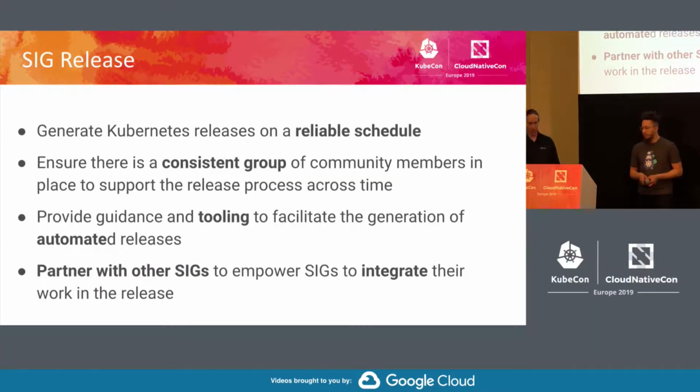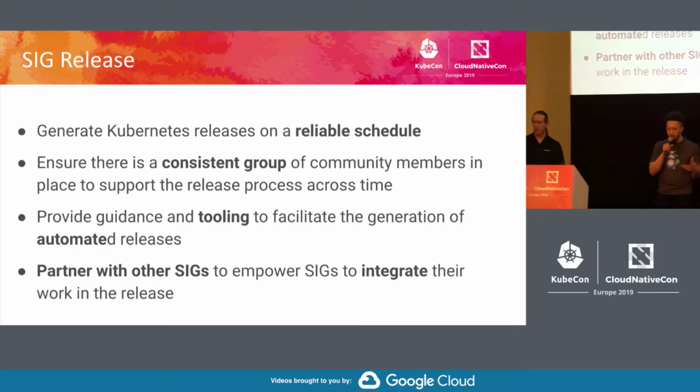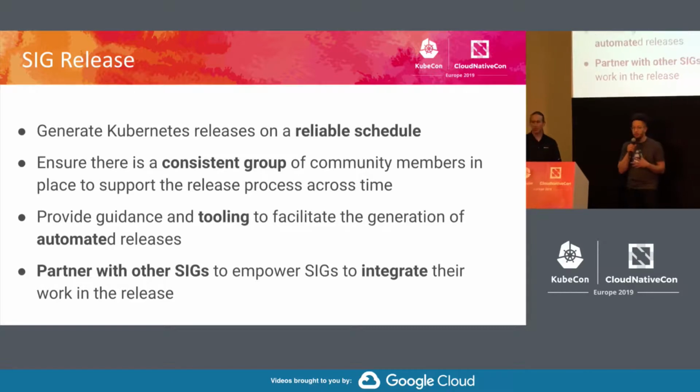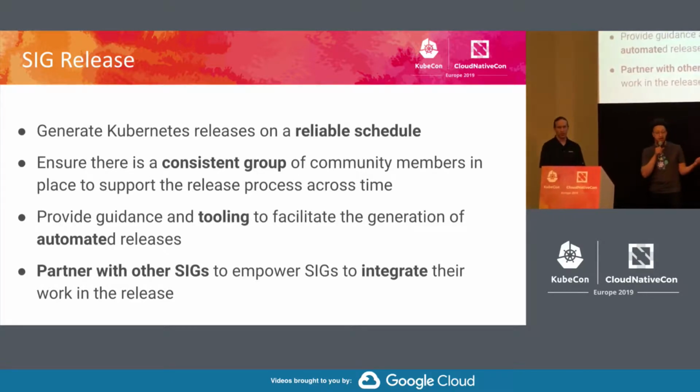But first off, what is SIG Release? Part of the whole plan around SIG Release is we want to be able to generate Kubernetes releases, right? That's the big thing. SIG Release is often conflated as just the release team, I think, but there are a variety of subprojects that live within SIG Release that we're going to talk about today. So one of them is the release team. SIG Release overall is responsible for generating consistent Kubernetes releases on a reliable schedule.